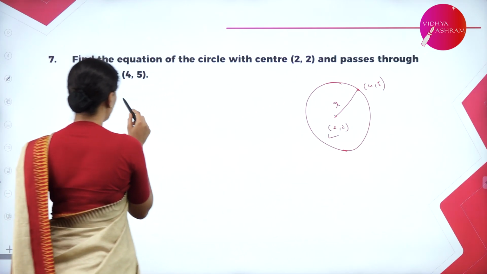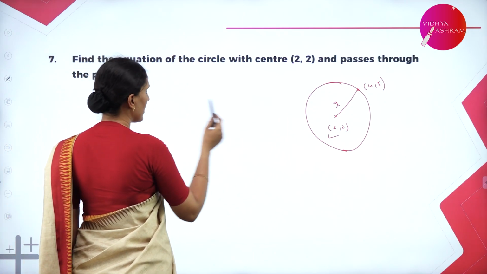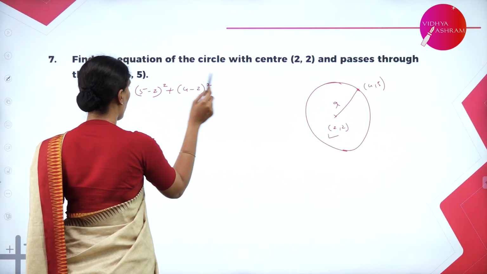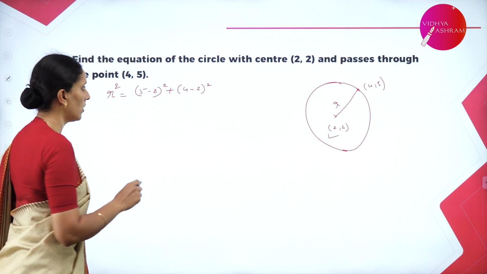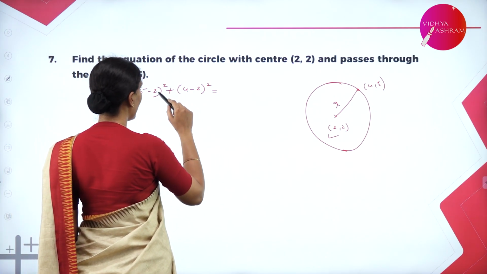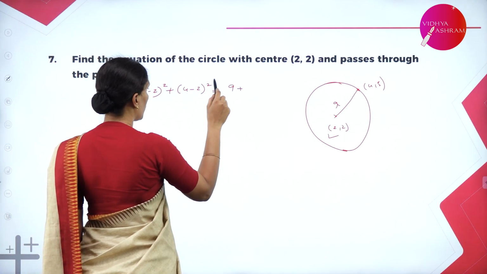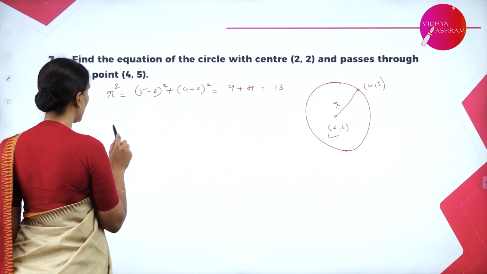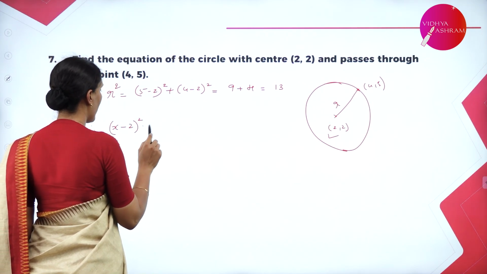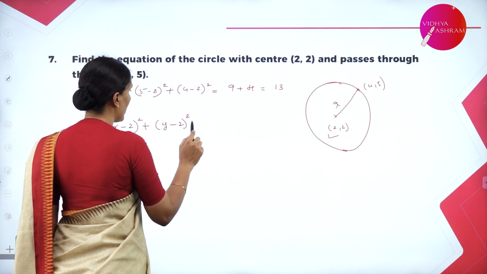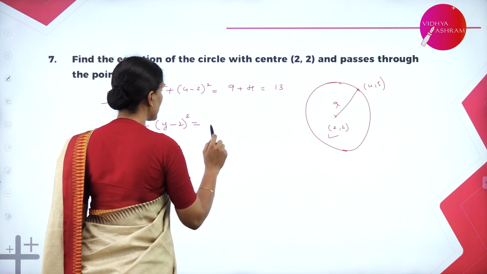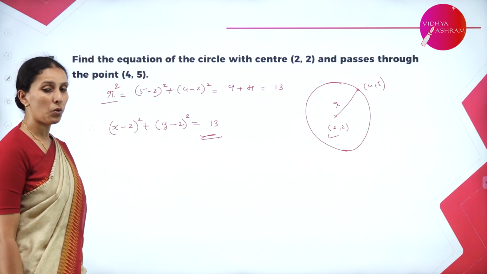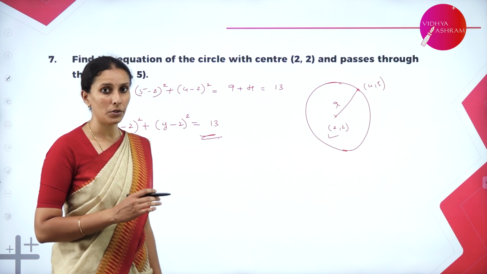So r is equal to (5 minus 2) whole square plus (4 minus 2) whole square, or we can take it as r square without the square root. So (5 minus 2) whole square is 3 square, 9, plus 2 square, 4, which is equal to 13. So therefore the equation can be written in the form of (x minus 2) whole square plus (y minus 2) whole square is equal to r square, whose value is 13. The center is (2, 2) and hence the general equation is (x minus 2) whole square plus (y minus 2) whole square is equal to 13.